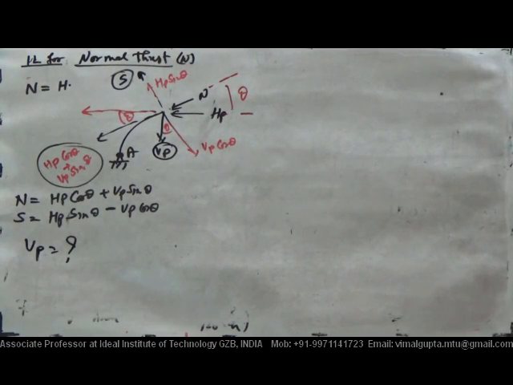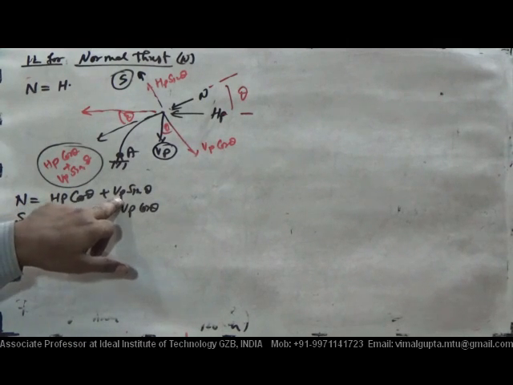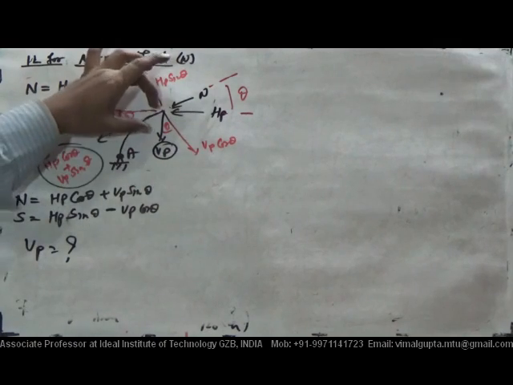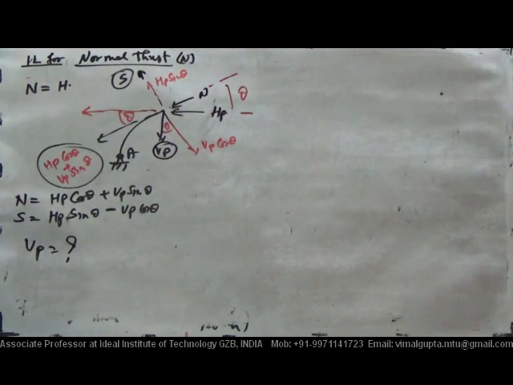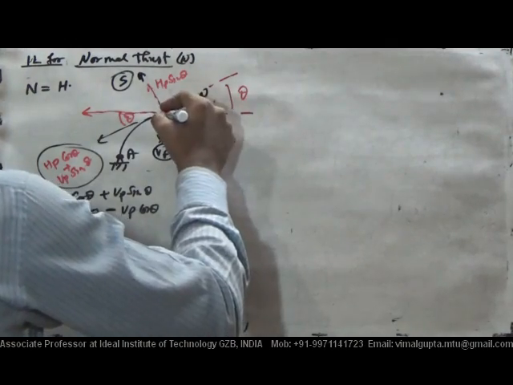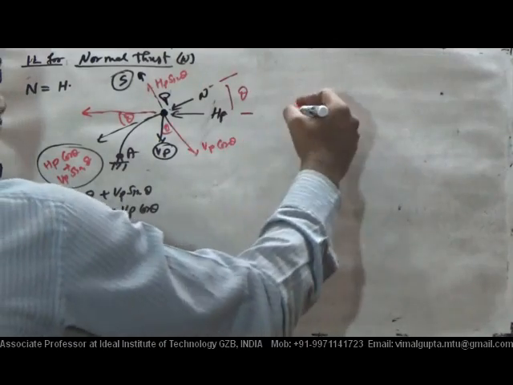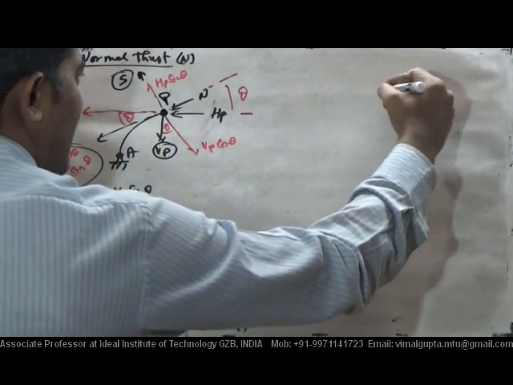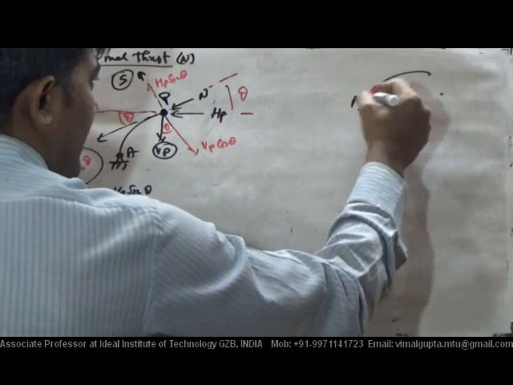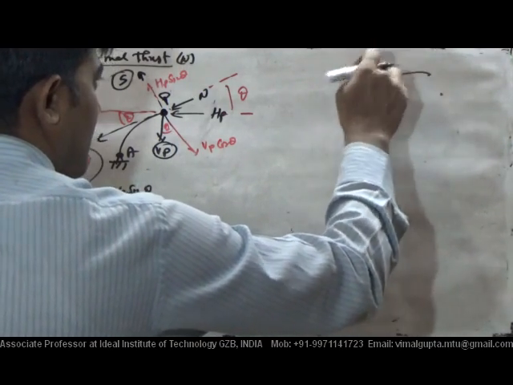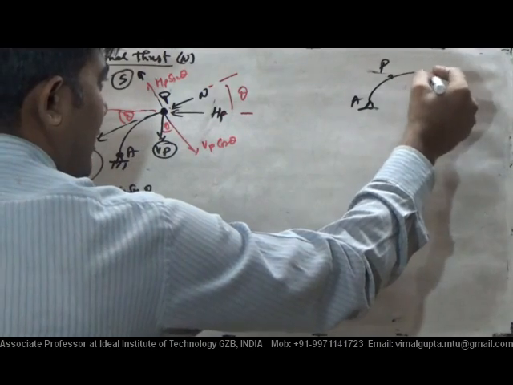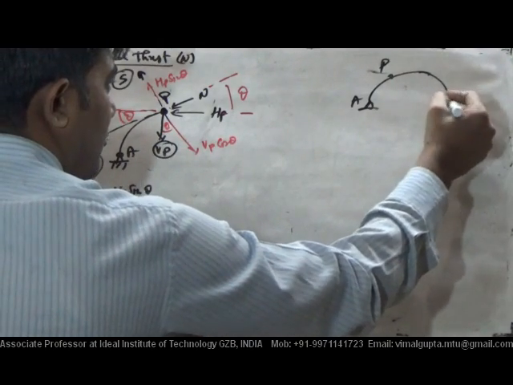If you want to plot the IL for these two, you have to think of VP. VP is basically the vertical force at this point. Suppose this point is P, and this is the segment A. This is P, and this part is B.